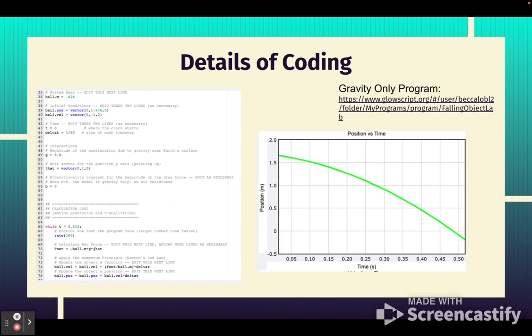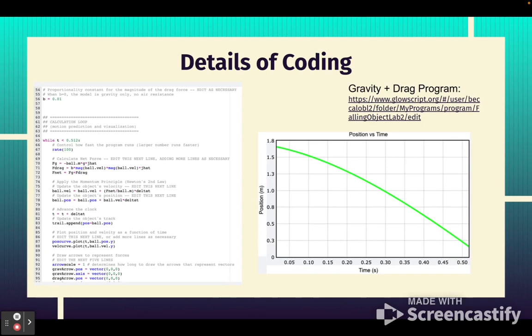I changed t to the fall time, which is 0.512 seconds, and F net in here is just the force of gravity, so it's mass times gravity times the y-axis. And I set the velocity equal to the velocity update formula and the position equal to the position update formula, and my graph is shown for this program.